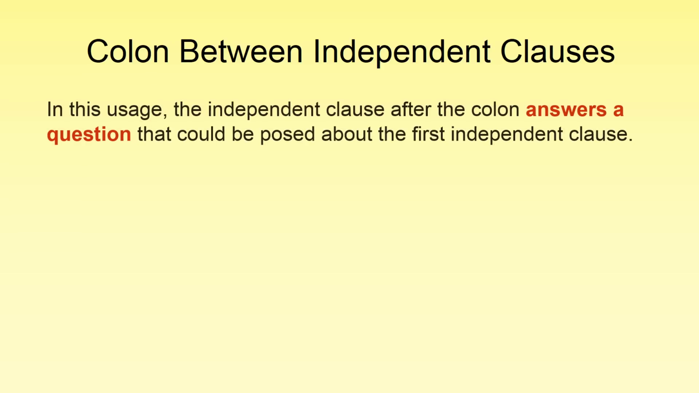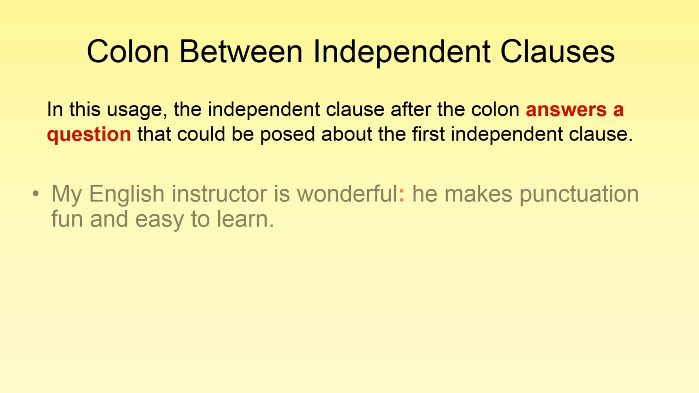Let's move on to using a colon between independent clauses. This usage is almost exactly the same as the one that we just looked at with lists, except that instead of a list after the colon, we're going to have another independent clause. This independent clause after the colon is going to answer a question that could be posed about the first independent clause. So in other words, we're going to introduce something, then say something about it.